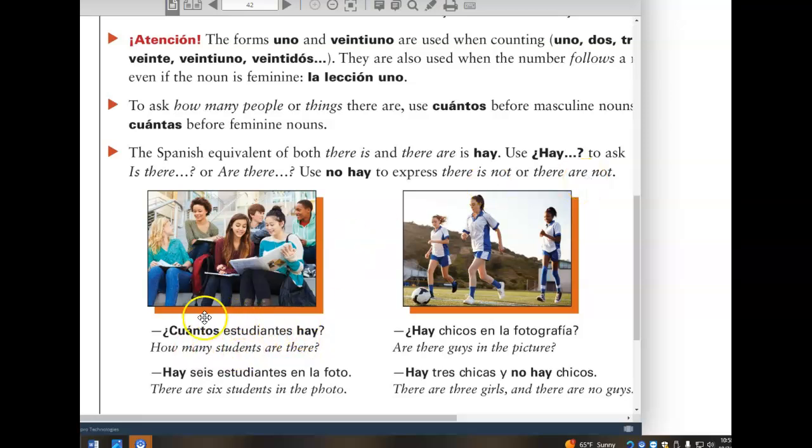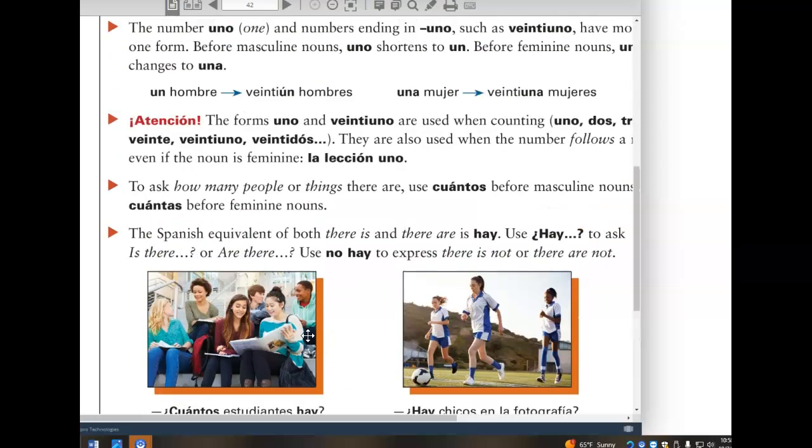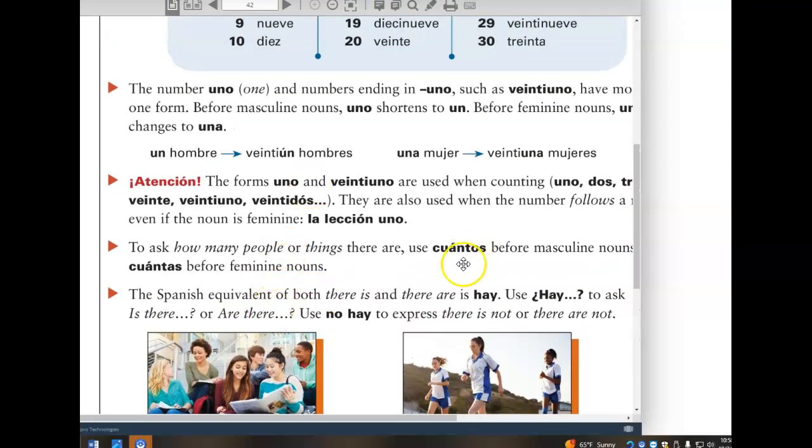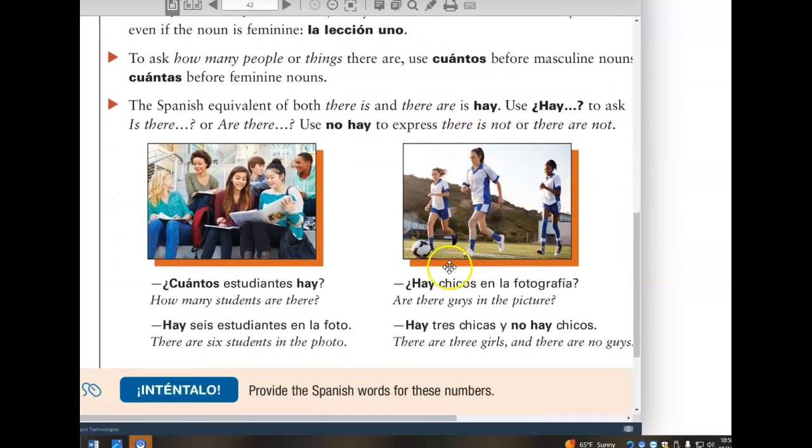You can see in the questions here how hay is used with cuánto. Cuánto meaning how much or how many. How much with a non-count noun. How many with nouns that can be counted. You can put a number in front of those nouns.